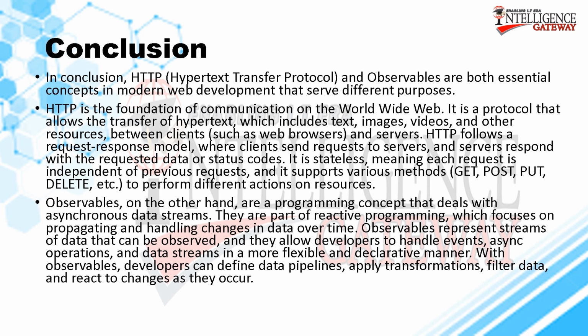Observables, on the other hand, are a programming concept that deals with asynchronous data streams. They are part of reactive programming, which focuses on propagating and handling changes in data over time. Observables represent streams of data that can be observed, and they allow developers to handle events, async operations, and data streams in a more flexible and declarative manner. With observables, developers can define data pipelines, apply transformations, filter data, and react to changes as they occur.